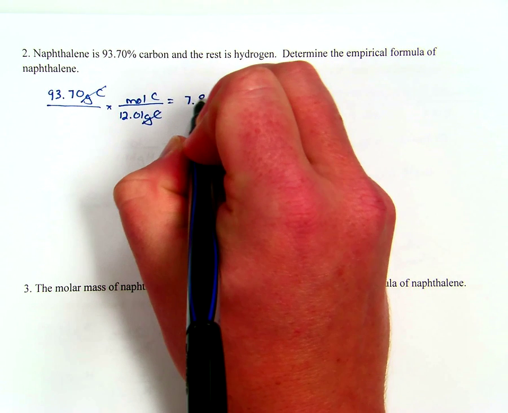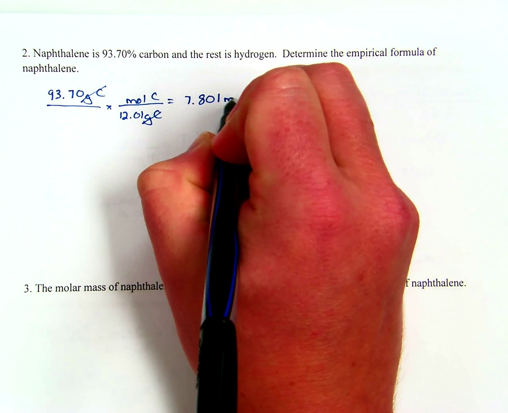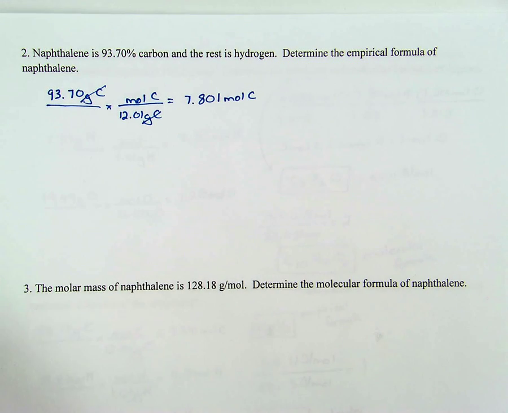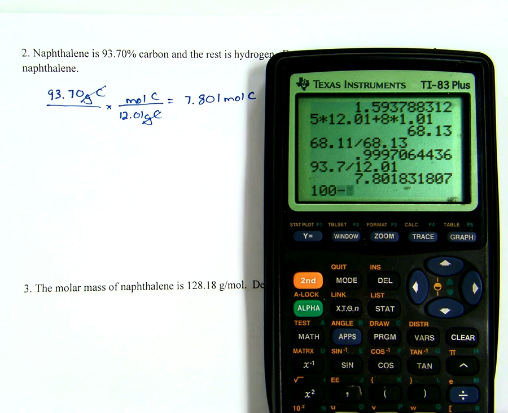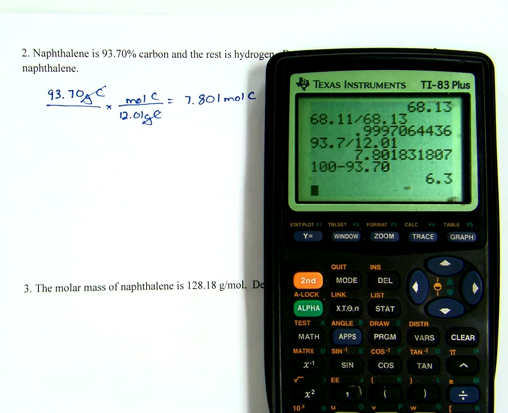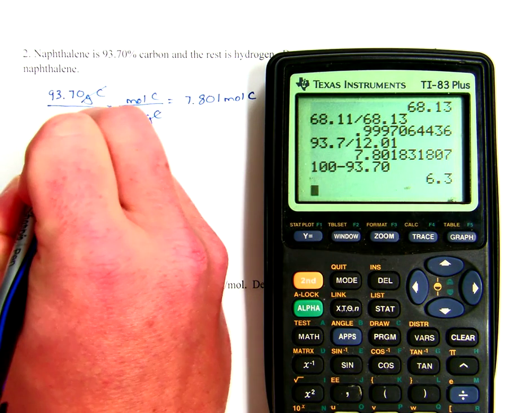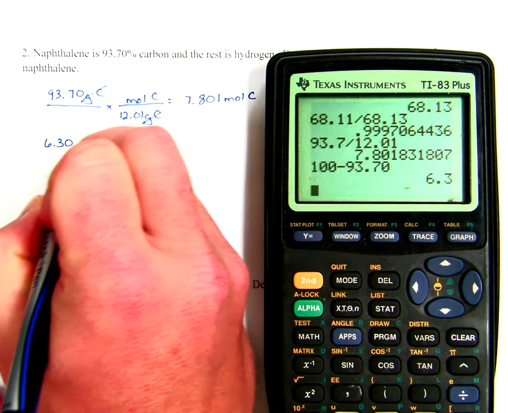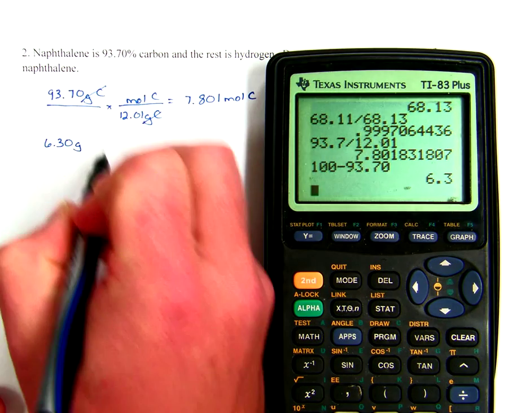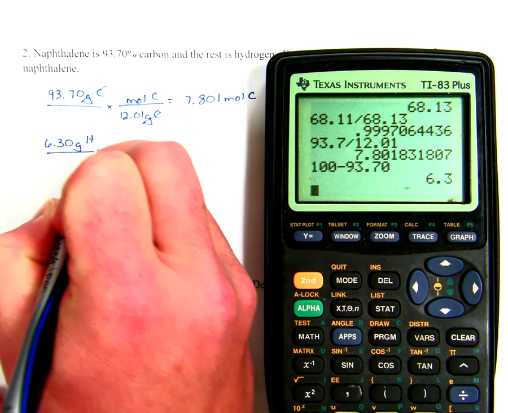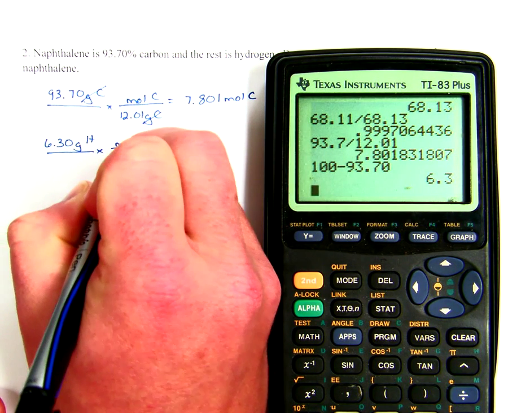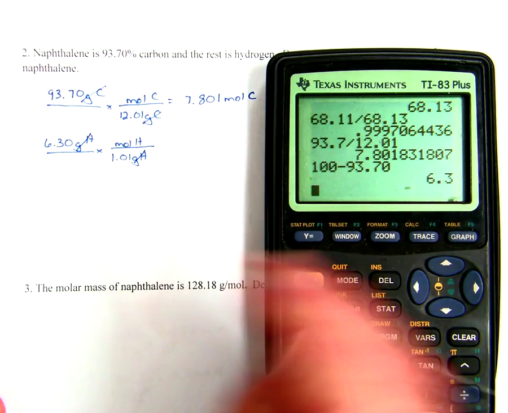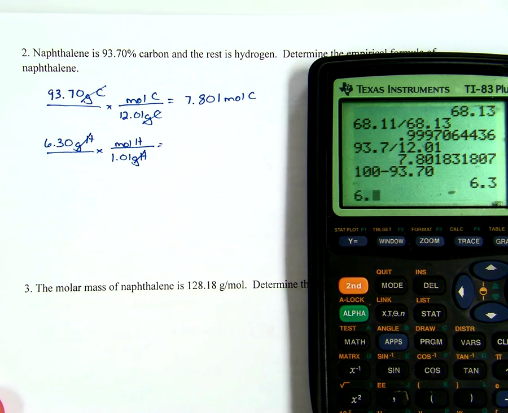Again, we know they have to add to 100, so subtract from 100. So 100 minus 93.7 gives us 6.3. As far as sig figs are concerned, you should have a second decimal place there because that percentage goes to a second decimal place. Okay, and I will go ahead and convert that to moles, again just using the molar mass. So we have 6.3 divided by 1.01. This gives us 6.24 moles of hydrogen. Alright, so here's the first step.